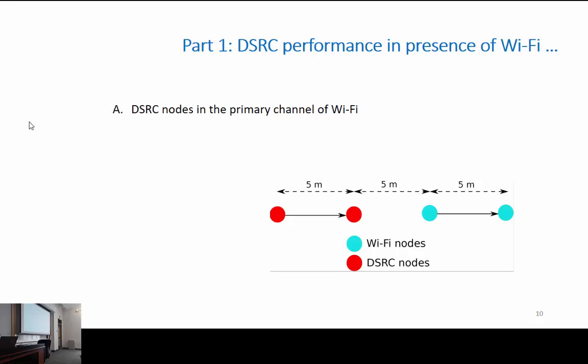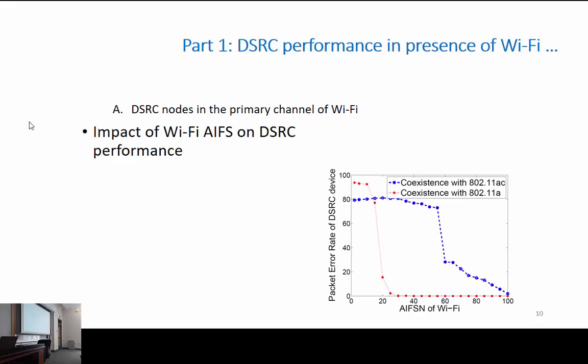As far as the DSRC performance goes, we first characterize what happens to the performance of DSRC devices when Wi-Fi devices are transmitting. This is a very simple topology that we use to evaluate what happens. The blue devices are Wi-Fi nodes and the red devices are DSRC nodes. They were close enough so that they were in the sensing range of one another.